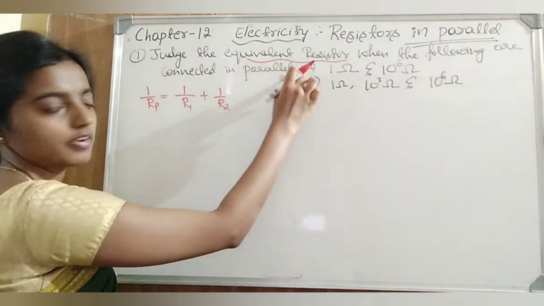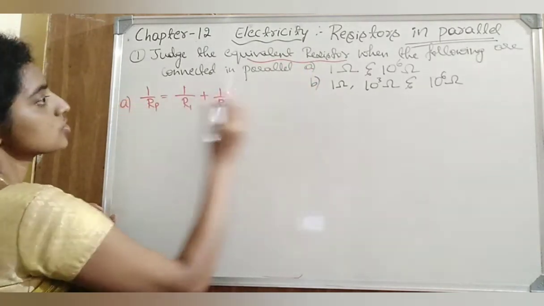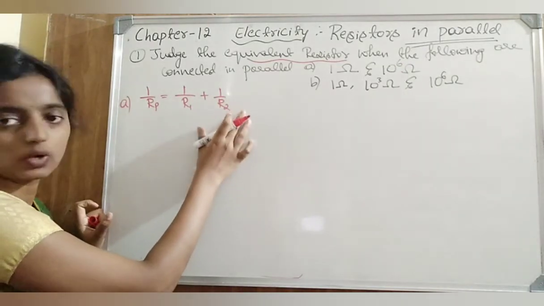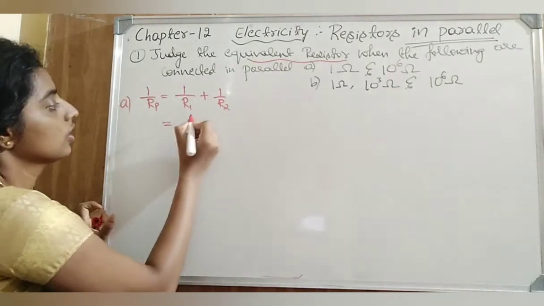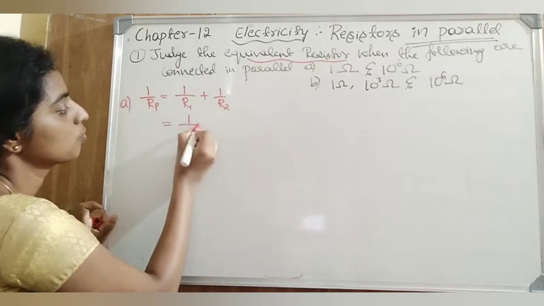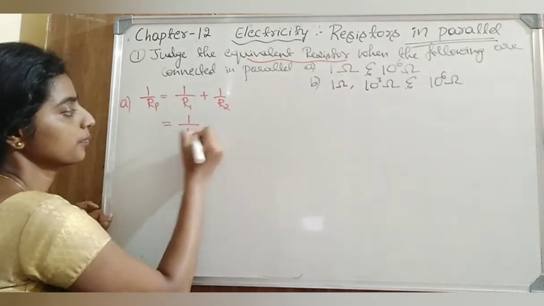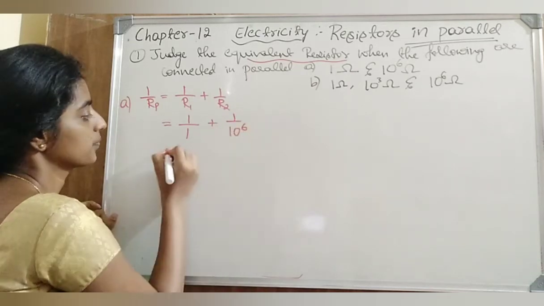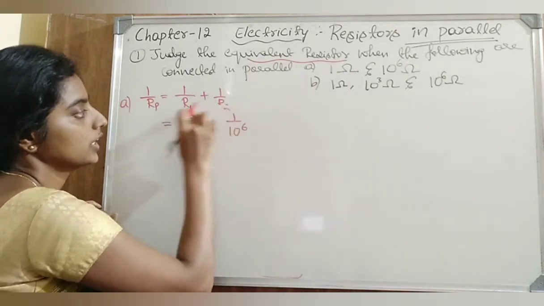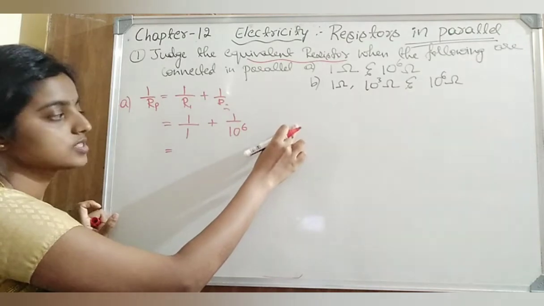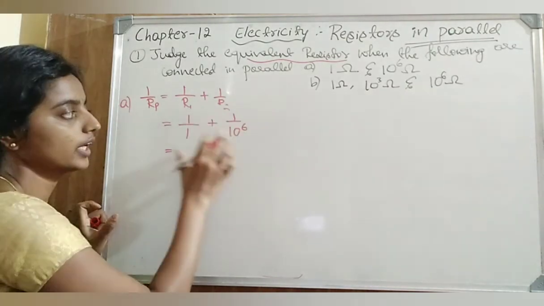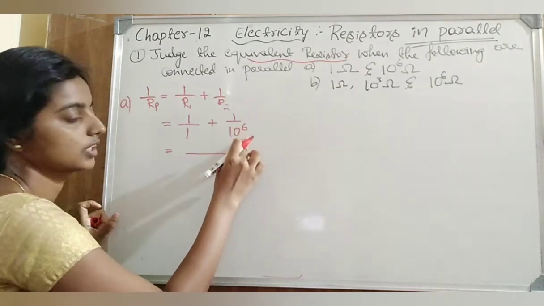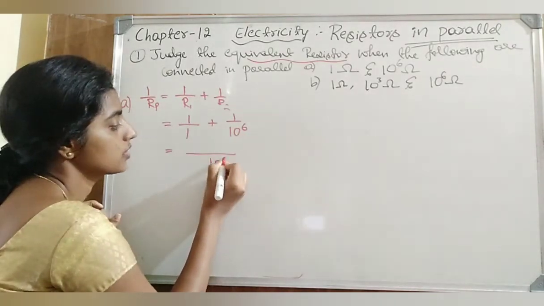So let us solve our first question. We have only 2 resistors, so our formula will be 1 by R1 plus 1 by R2. Substitute the values. What is our R1? That is 1, plus R2 is 10 to the power 6. Now this part you already learned in your previous classes, that is how to take the LCM here. So here in the denominator the greater number is 10 to the power 6.